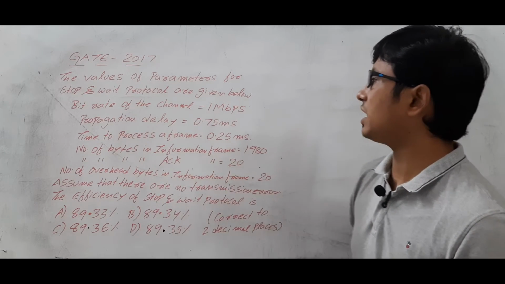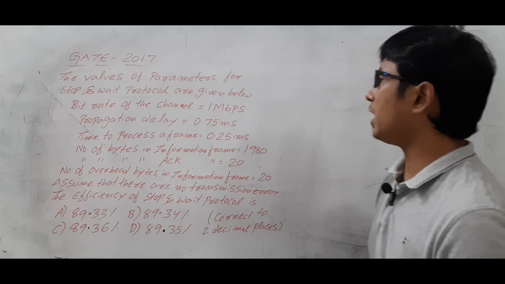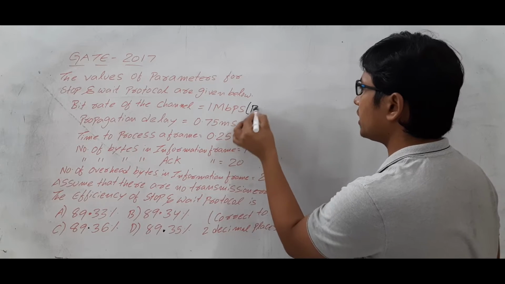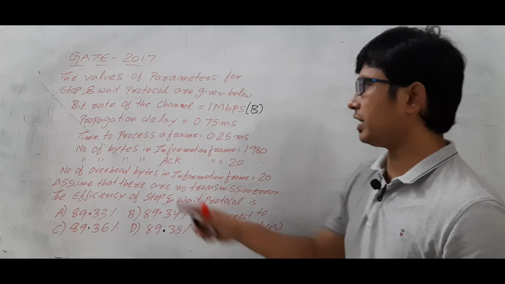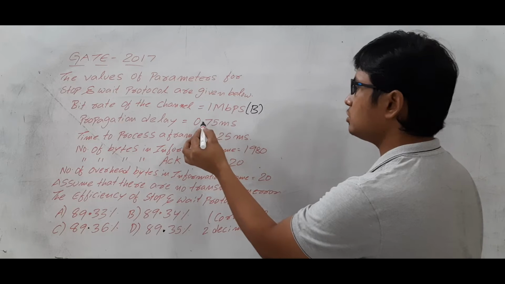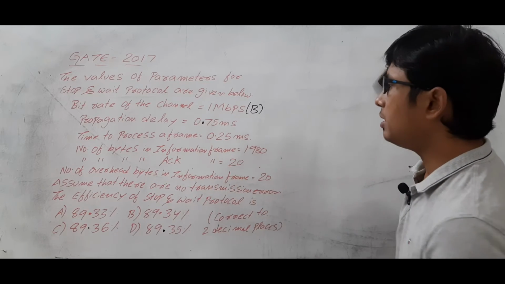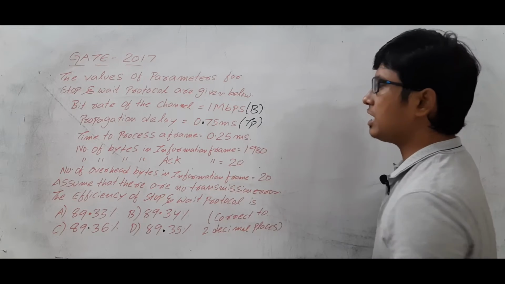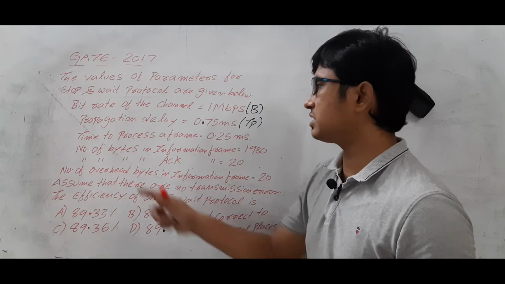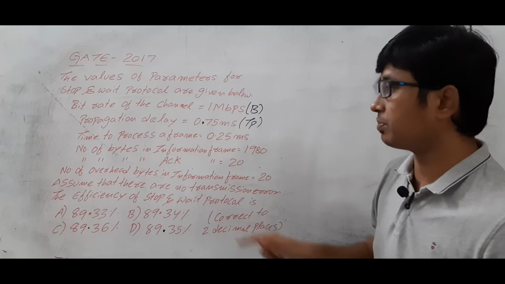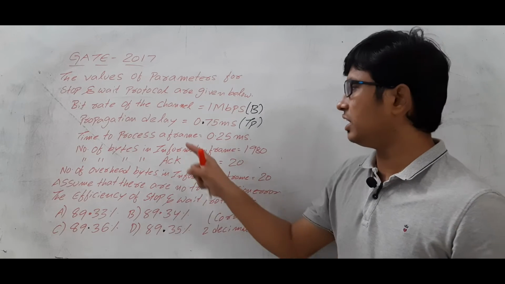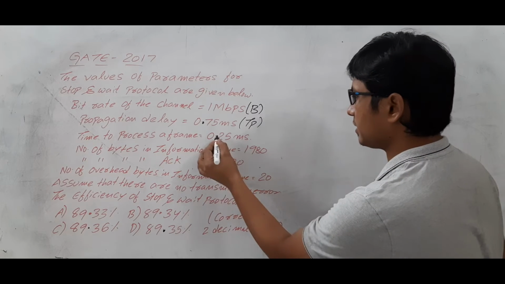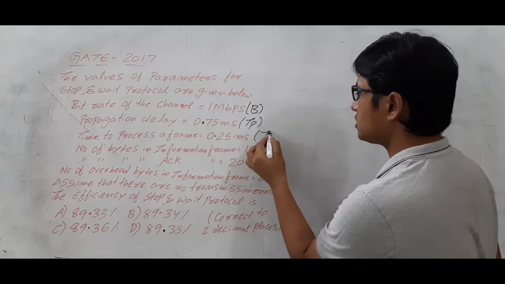Bit rate of the channel is equal to 1 Mbps. So, they have given the bandwidth of the channel as 1 Mbps. Propagation delay is 0.75 milliseconds. Time to process a frame, they have given the processing delay for a frame as 0.25 millisecond. So this is the processing delay.